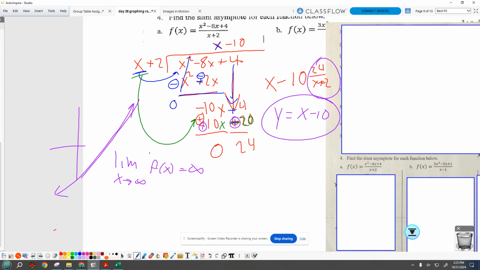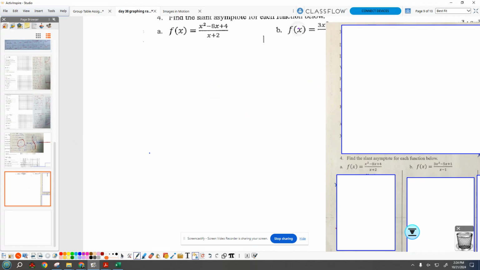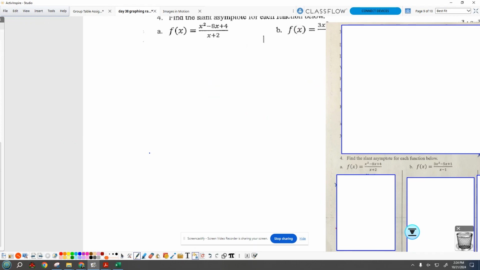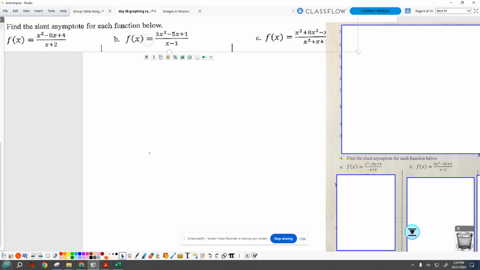Can you guys try from the worksheet part B? Part B is this one. So Lorenzo showed you pretty good technique. Can you guys do B?